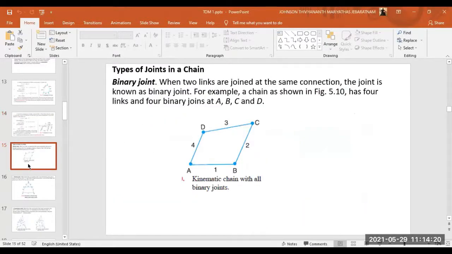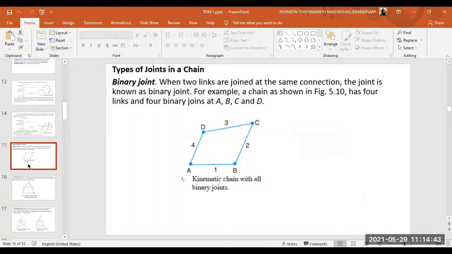Right. Then we come to the types of joints in a chain. So I told you there are different types of joints. Yesterday we saw the classification of pairs, right? Now there are different types of joints. We'll see one by one, right? When two links are joined at the same connection, the joint is known as a binary joint.